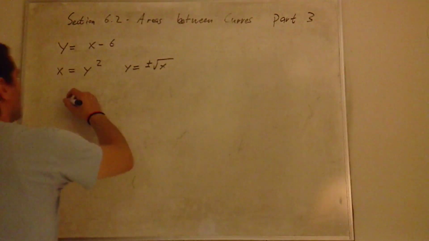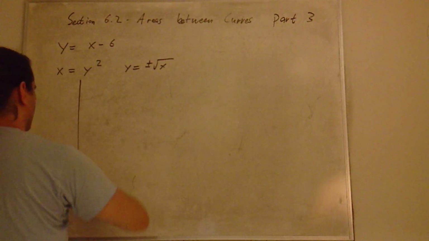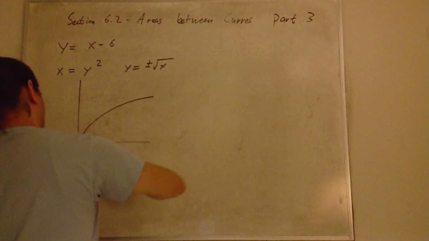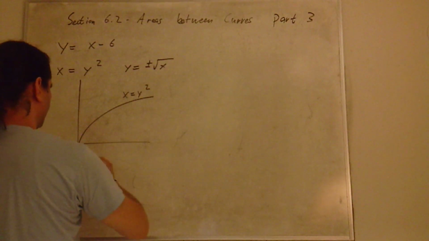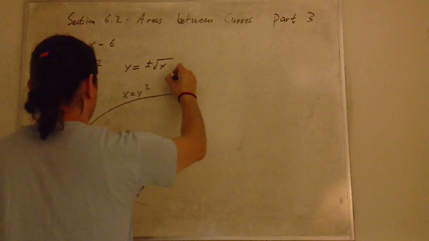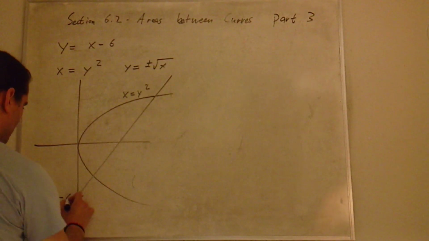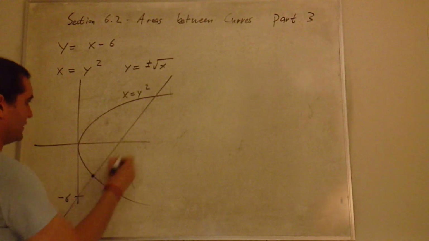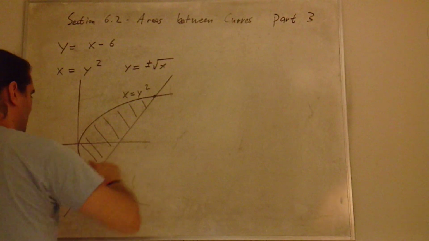and it's going to be exciting to do so. So as always, we're going to start by drawing a picture. My picture is going to look like this. This is x equals y squared, and y equals x minus 6. It'll look like this. Here's negative 6. This line has a slope of 1. I have an intersection point here, I have an intersection point here, and I am interested in this area.